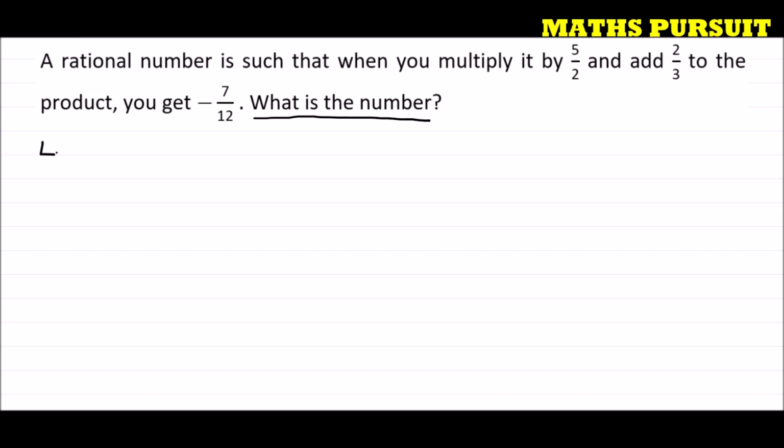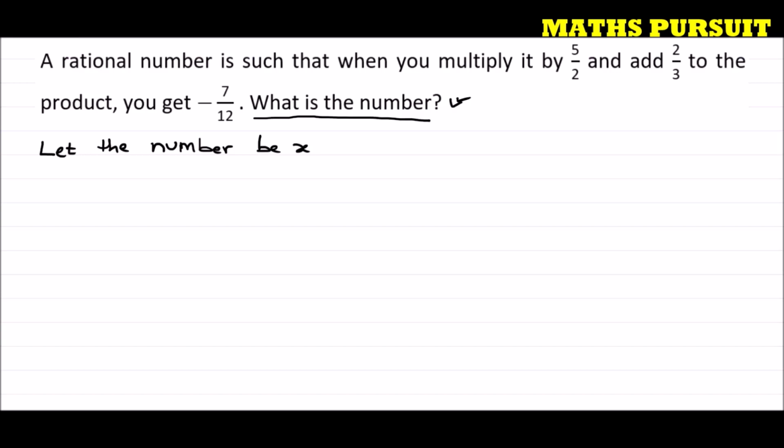Let the rational number, let the number be x, because the question has asked us what is the number. So we need to find out that number. Let the number be x. So we are just assuming the number to be x.